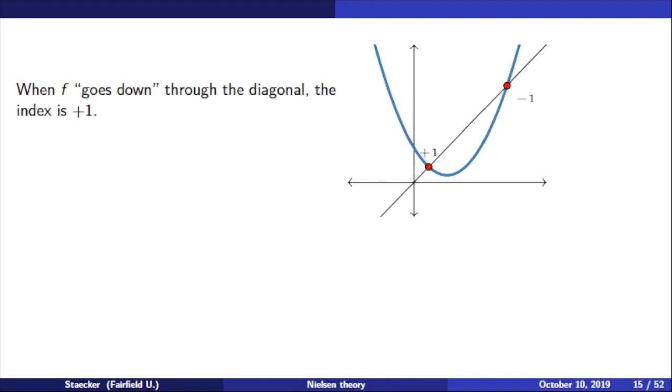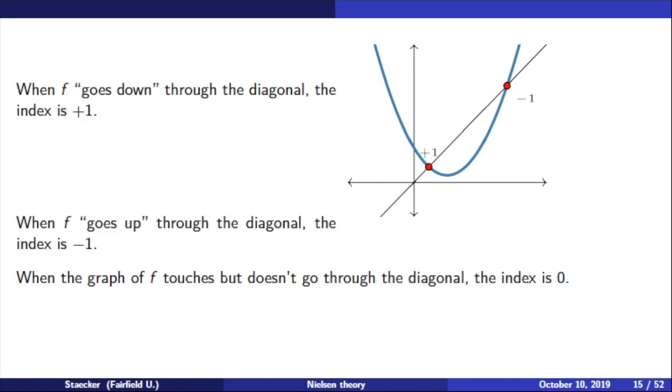Or actually, like your little logo here for the fixed point theory lab, it looks like I have this one down here would be a plus one index. This one in the middle would be a minus one. And then this one up here is another plus one. That's how the fixed point index is defined. All right, when f is going down through the diagonal, it's plus one. When it's going up through the diagonal, it's minus one. If the graph touches but doesn't go through, that's defined to be an index zero, which there isn't one like that on this picture or on your fixed point theory lab logo.